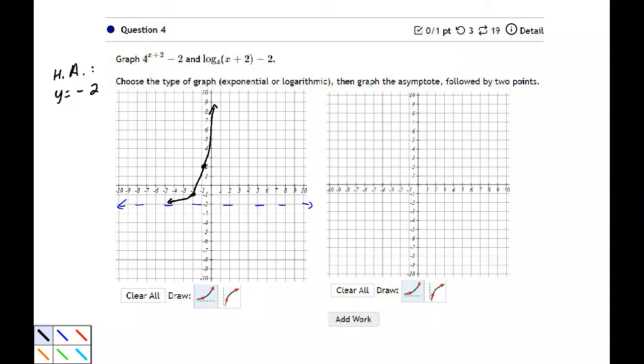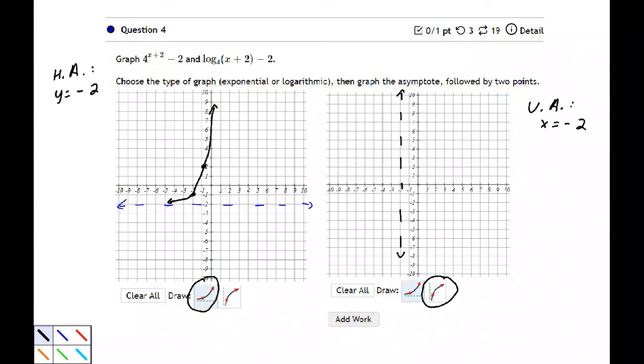All right, now the second equation we want to graph is log base 4 of (x plus 2) minus 2. First we select the logarithm tool. It has an increasing graph, but it has a vertical asymptote. So first we want to graph the vertical asymptote, which is going to be at x equals -2. I know that because x plus 2 will be 0 whenever x is equal to -2. It will be graphed for you once you click x equals -2.